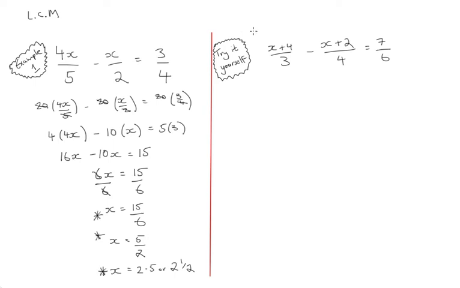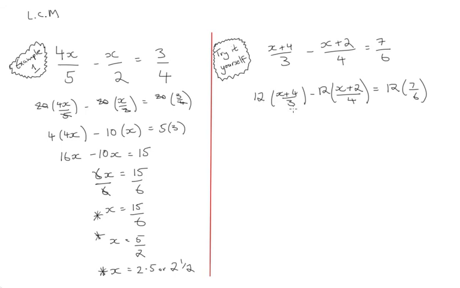Okay, so the first thing we're going to do is find the lowest common multiplier of these three numbers. And what do all these three numbers divide into? And the answer is 12. 6 will divide into 12 twice, 4 will divide in 3 times, and 3 will divide in 4 times. So we multiply all these by 12. So it's 12 multiplied by x plus 4 over 3 minus, and then we have 12 again multiplied by x plus 2 over 4, and then equal sign 12 multiplied by 7 over 6.